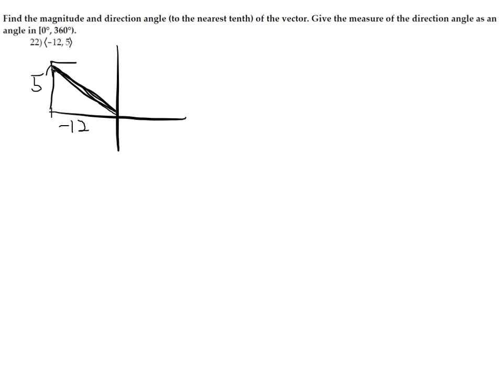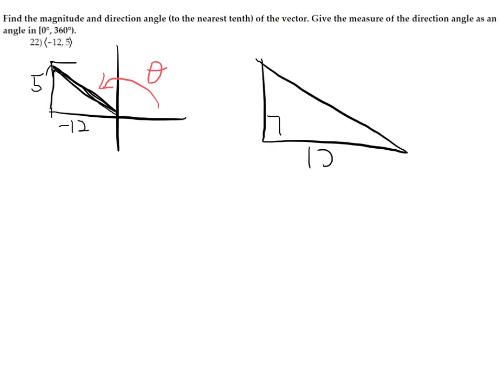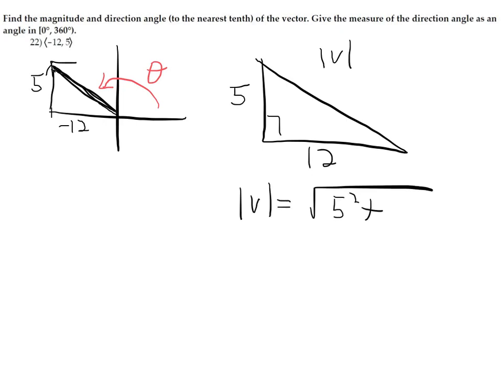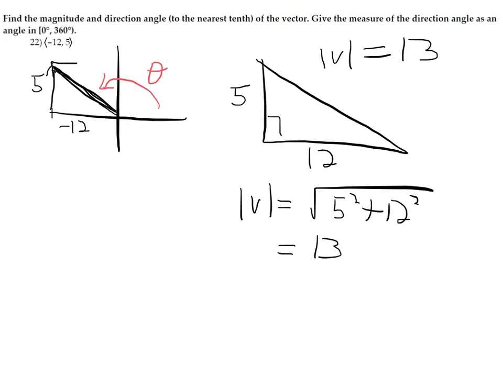And what we're trying to find is the angle, that would be this, theta, and the magnitude, the length. Okay, now if we were to just look at this triangle, this is 12, this is 5, Pythagorean theorem would give us, I'm going to call it magnitude v. Magnitude v is the square root of 5 squared plus 12 squared. And if you calculate that, you get 13. So the magnitude is 13. You might also recognize this as the very famous 5, 12, 13 right triangle.